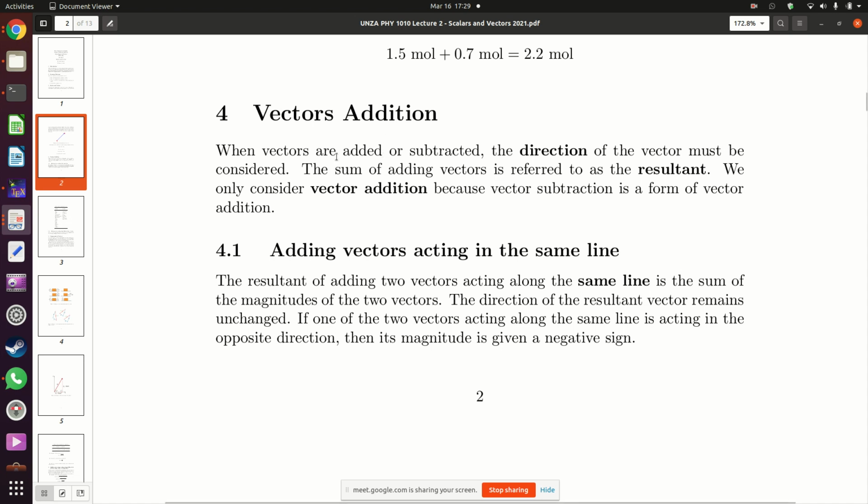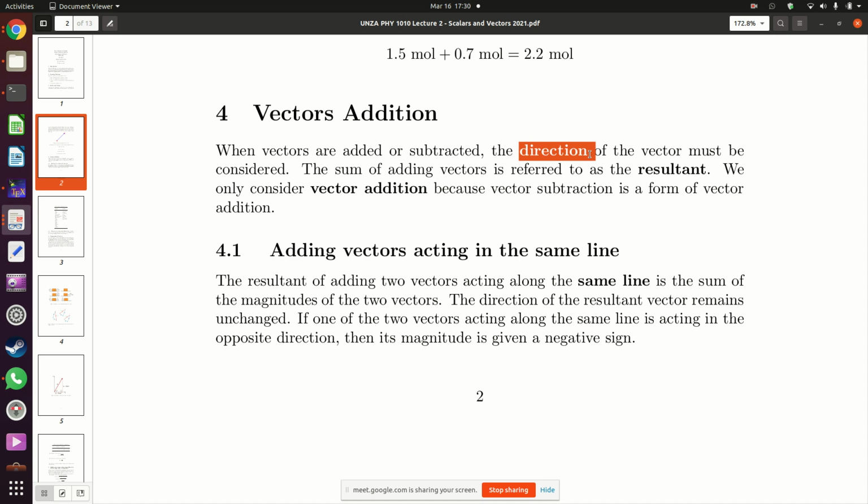So when you are dealing with vectors, then you want to add or subtract them. It is very important that you take the direction into account. You cannot treat a vector the same way you treat a scalar unless you have done something to it. So that's the first thing. When you're adding or subtracting vectors, direction is important.